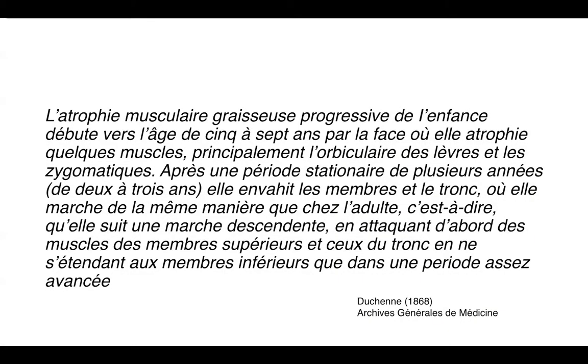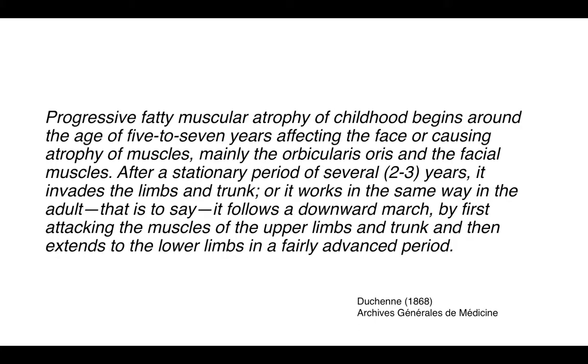The first description of FSHD was in 1862, when the famous French neurologist Duchenne published a photograph of a typical case. This is what he described in 1868. He talked about a disease that consisted of a progressive fatty muscular atrophy of childhood beginning around the age of 5 to 7 years, affecting the face or causing atrophy of the muscles, mainly the orbicularis oris and the facial muscles.